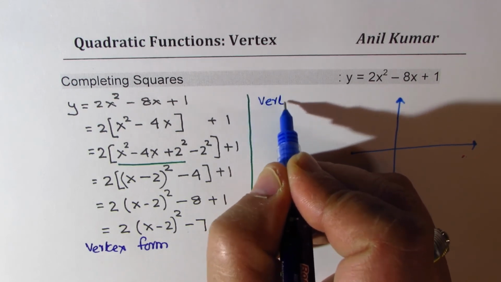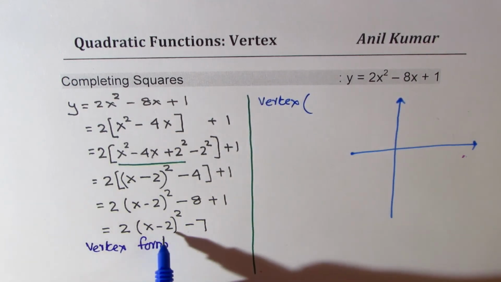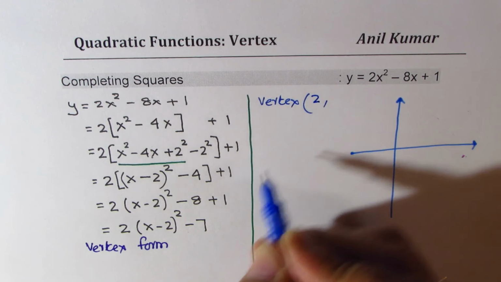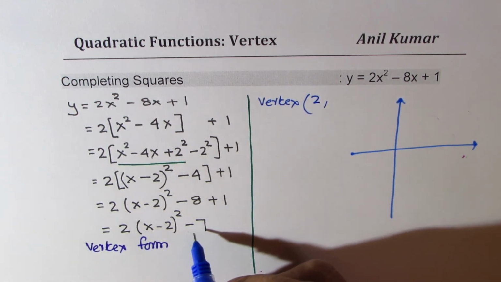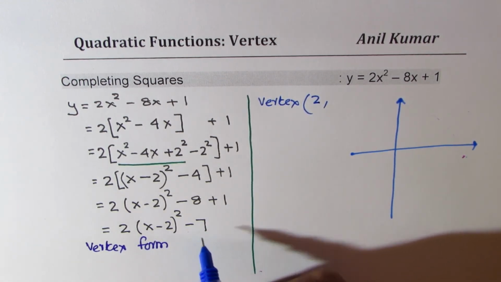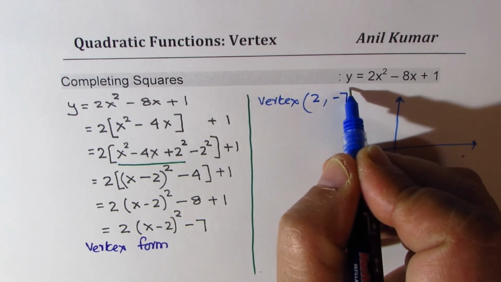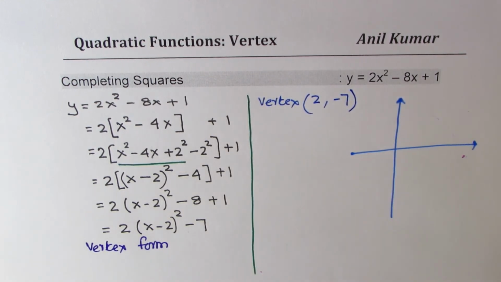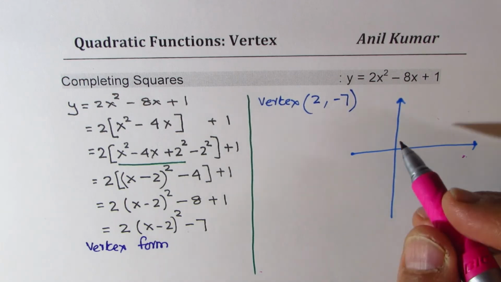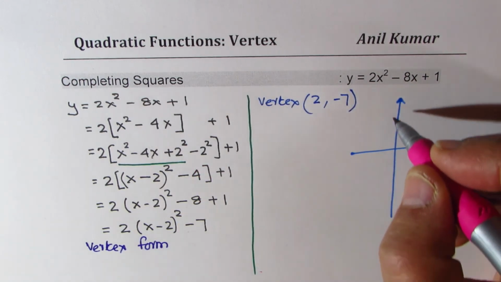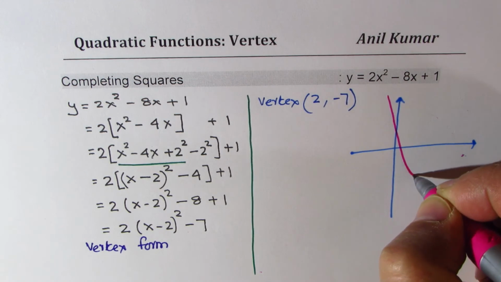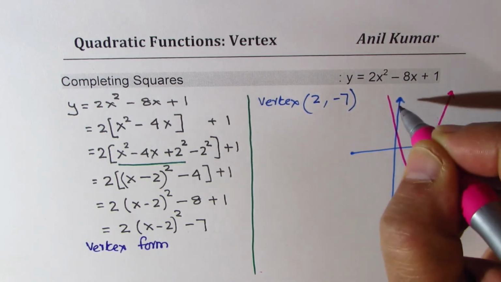We have the vertex, which is 2, and the y value is, in this case, the minimum of minus 7, right? So (2, minus 7) is the vertex. So we could kind of sketch this. Positive 1 is the y-intercept, so I'll just start with this and then go up like this.